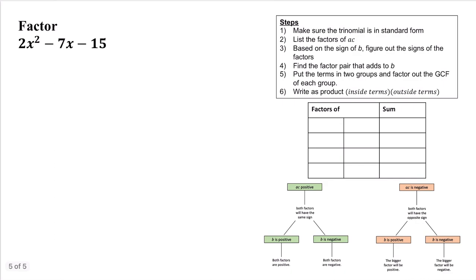So let's look at another example. We have 2x squared minus 7x minus 15. Notice that this is in standard form. So let's find a times c. That's going to be 2 times negative 15, which is equal to negative 30. So I need factors of negative 30 that are going to add up to negative 7.